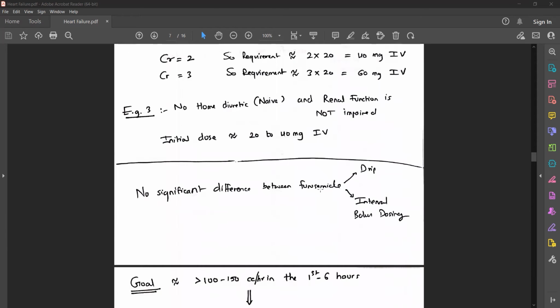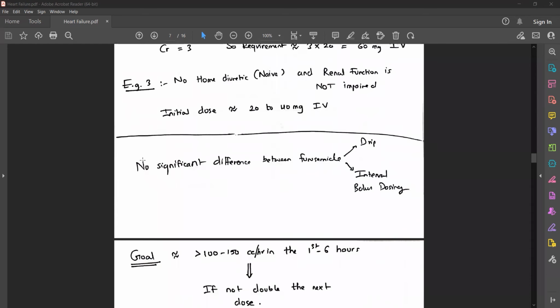Now, this is about the starting dose. And remember that at some places, the provider might choose to start the patient on a furosemide drip. You can do either a drip or interval bolus dosing, but studies have shown that there's no difference between the two. So you can choose either of the two. More commonly, interval bolus dosing of furosemide is what is used to diurese the patient.